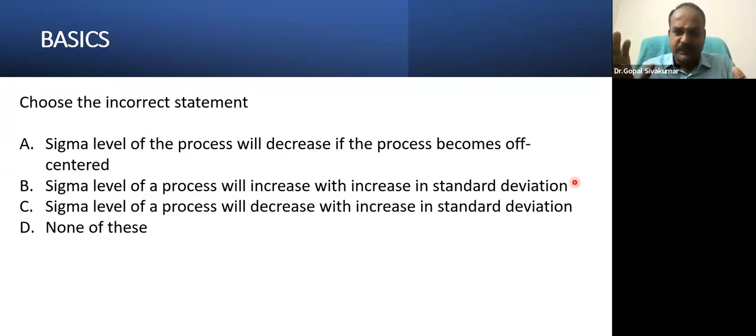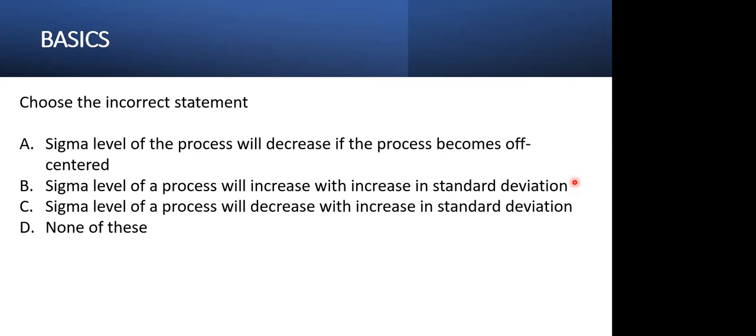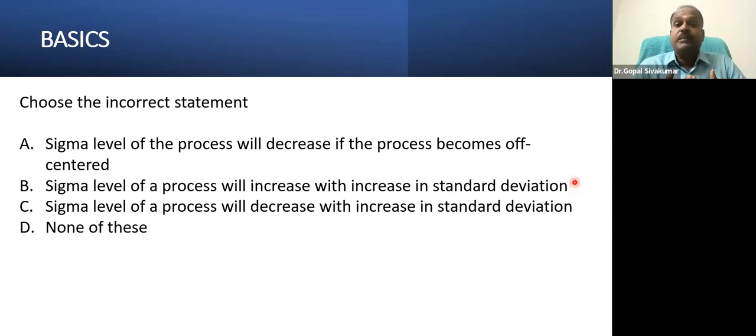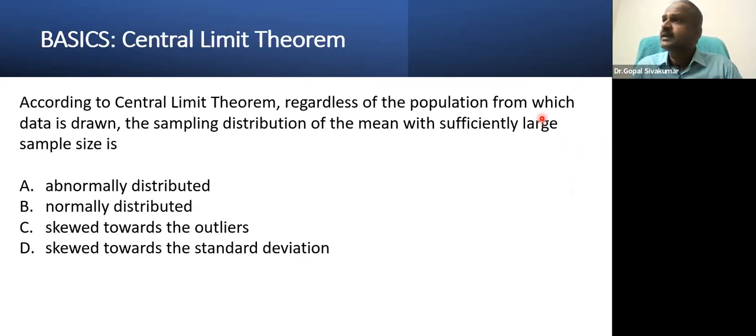So we need to figure out the incorrect statement. See, always, please, all of you understand, sigma means standard deviation. Standard deviation is variability. Sigma level means your capability. Your capability will be more if the variability is less, right? So that is the idea, the basis behind this question.